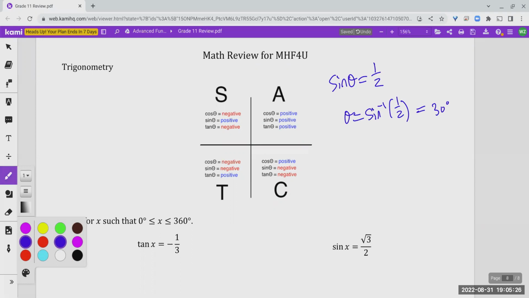I mean, no. Sometimes, yeah, you get the answer, but mind you, in grade 10, all your triangles are acute triangles. All your angles are less than 90 degrees, so this works. But in grade 11 and grade 12, the angles are not necessarily acute. It means it can go from 0 to 360, so that method doesn't work. You have to use the CAST rule.